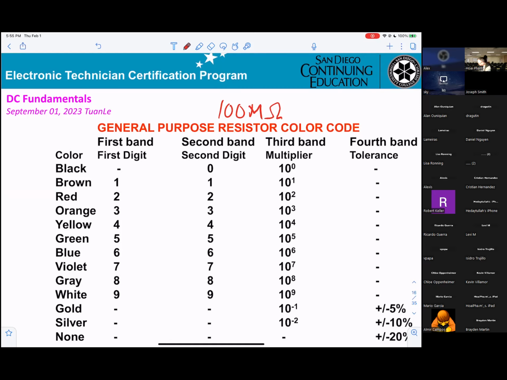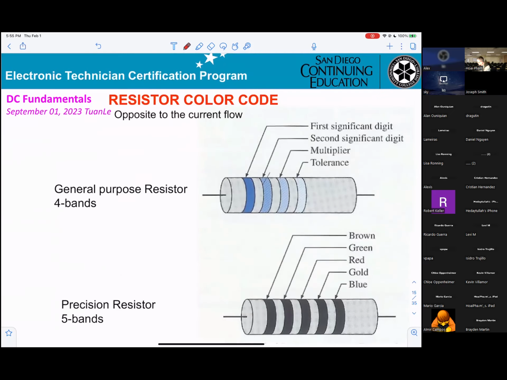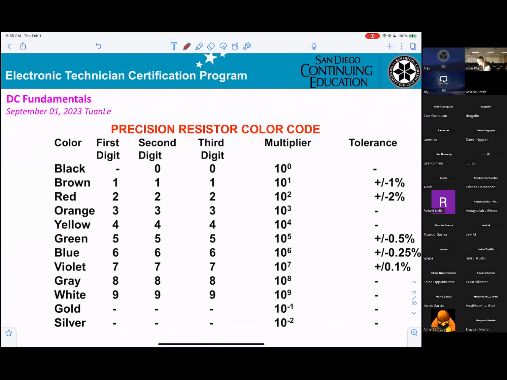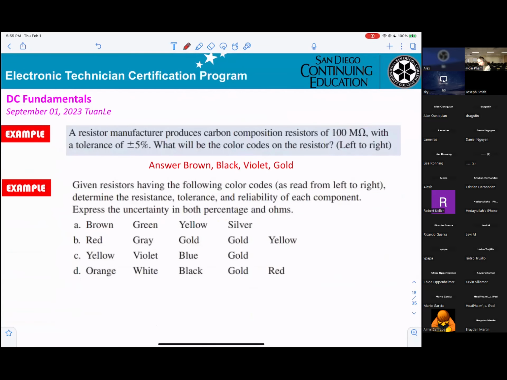So the first color will be for the first digit. Normally they will be what number? Brown, black, violet, gold.